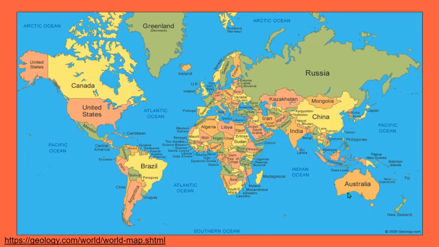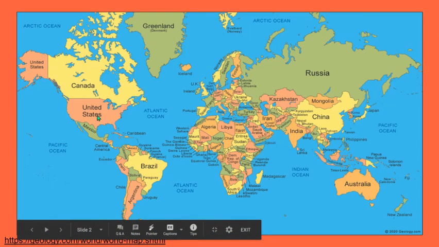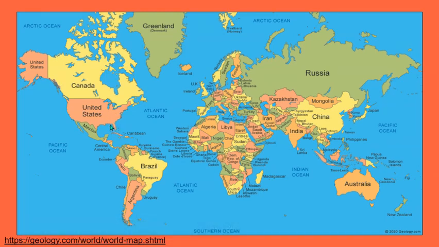Here's a picture of the world map. So this is a picture of all of the different countries and places in the world. Can you find the United States of America where we live? The United States of America is right here. This is the United States of America, the country that we live in. And we live kind of like right here. So let's zoom into that.